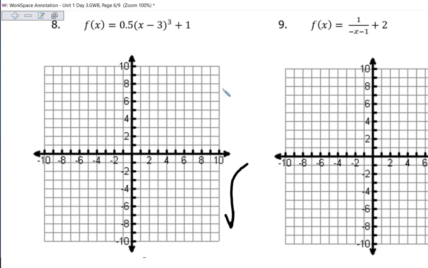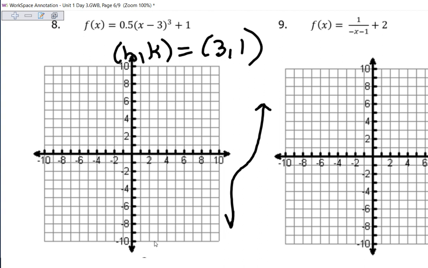Now, with these graphs, if you have multiple transformations, the best thing to do is automatically locate HK. That's your starting point. So for problem 8, what is HK? 3, 1. So there's our inflection point at 3, 1. So there's our central point. So we took care of the 3, we took care of the 1. Now that 0.5 is going to make it shrink by a factor of 1/2.